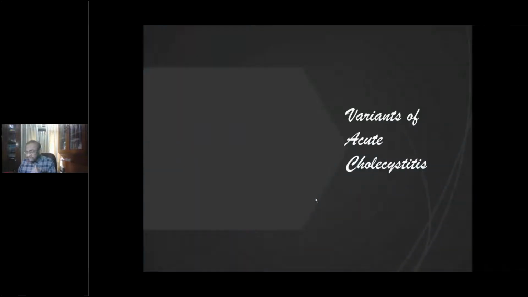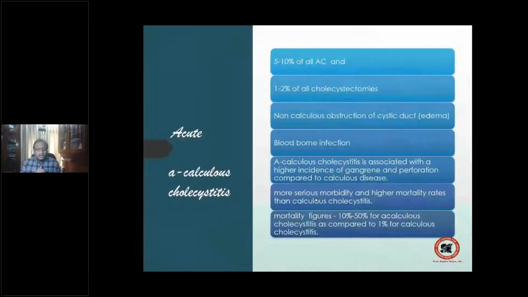Now coming to the varieties of acute cholecystitis, and what are the varieties? The first one is acalculous, which we refer to when we talk about the types of acute cholecystitis. So 5 to 10% of all acute cholecystitis are acalculous. 1 to 2% of all cholecystectomies are for acalculous. It is basically a non-calculus obstruction. So obstruction is still here, but here it's not a stone. What is obstructing the cystic duct? It is edema at the cystic duct level or the neck of the gallbladder, which is causing the obstruction. And secondary to that is a bloodborne infection, right?